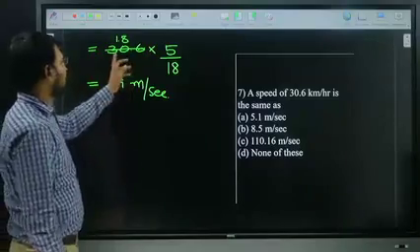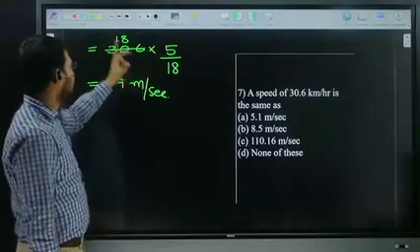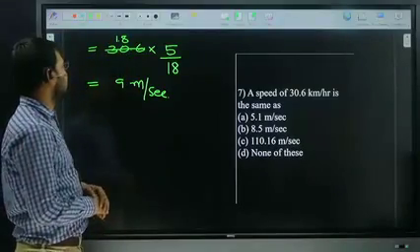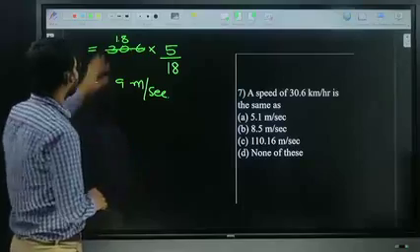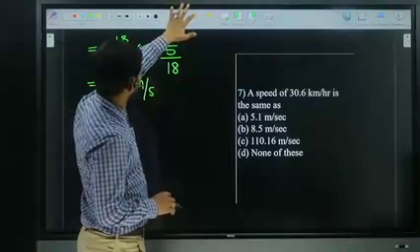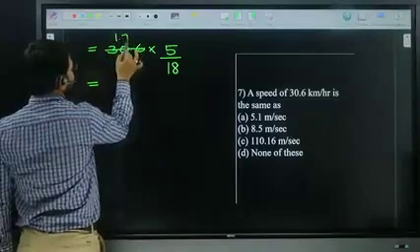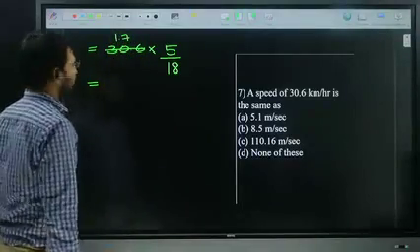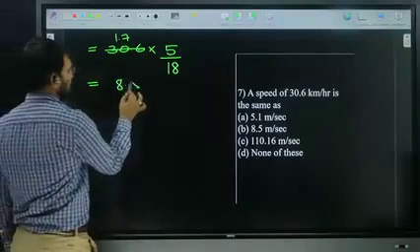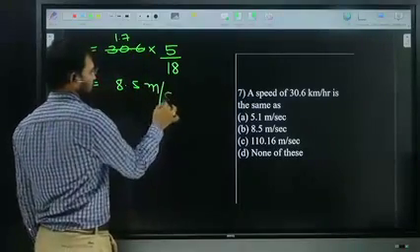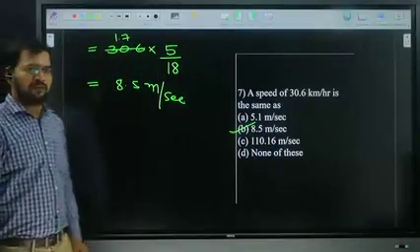So 30.6 kilometers per hour into meters per second, 5 by 18. 18 ones are 18. Remainder is 12, 126. Sorry, extremely sorry. 18 sevens are 126. So 1.7 into 5, 17 fives are 85, so 8.5 meters per second. Option B is the right answer. All of you clear?